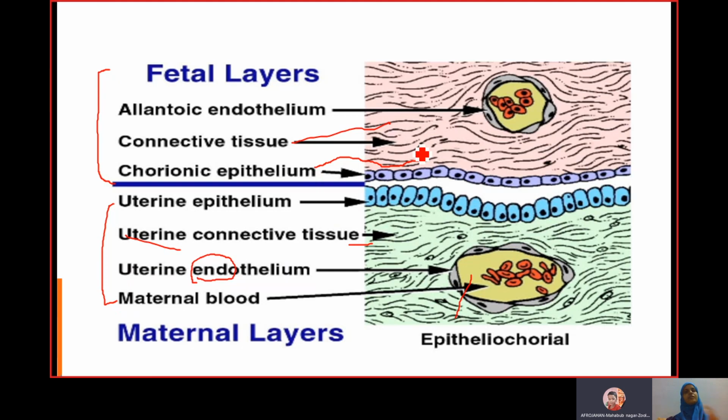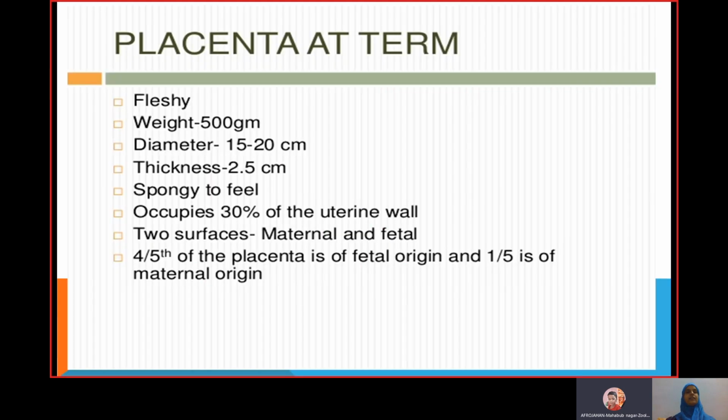In different organisms, different layers are involved in the formation of the placenta. That we will discuss in this class. See, placenta at term. As you know, the placenta is a fleshy organ. It weighs approximately 500 grams. What is the weight? 500 grams.